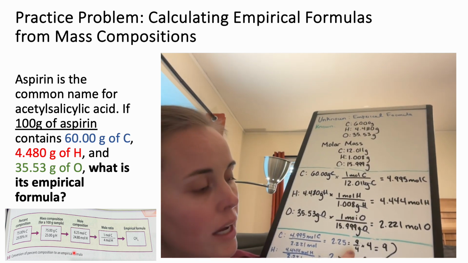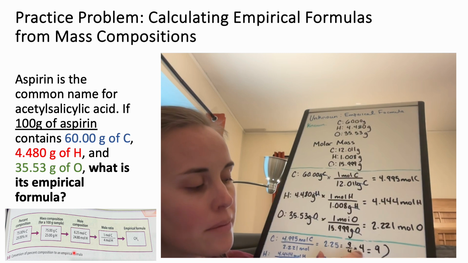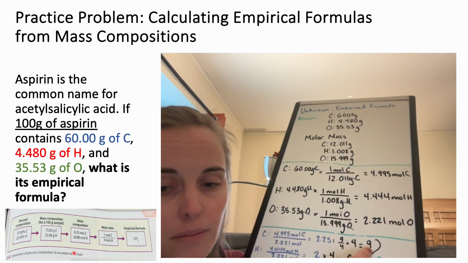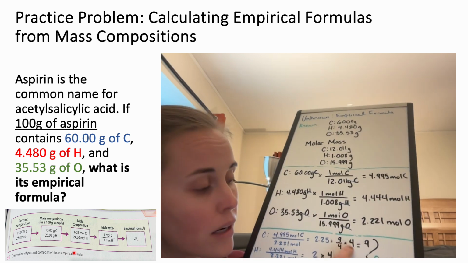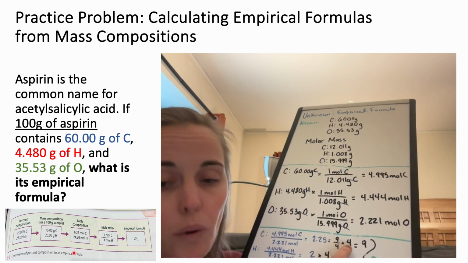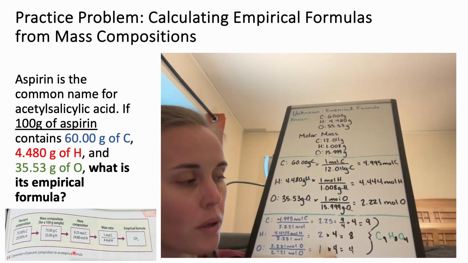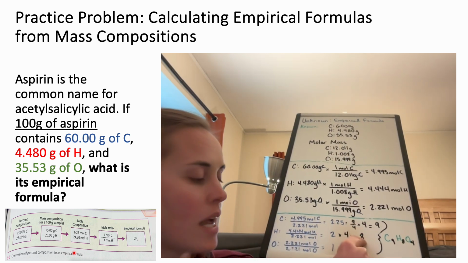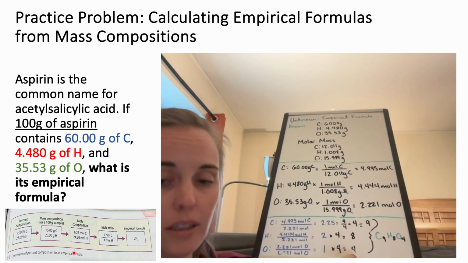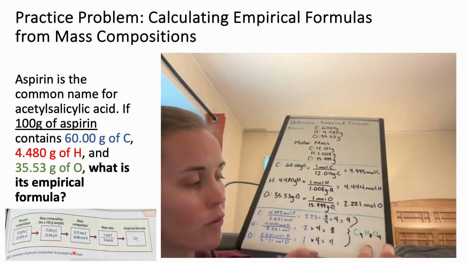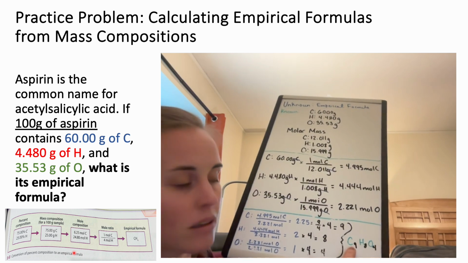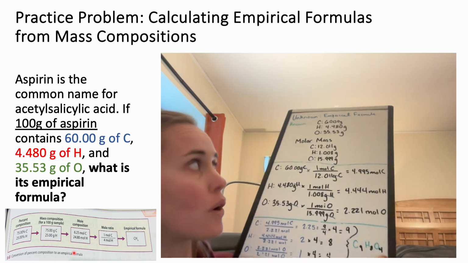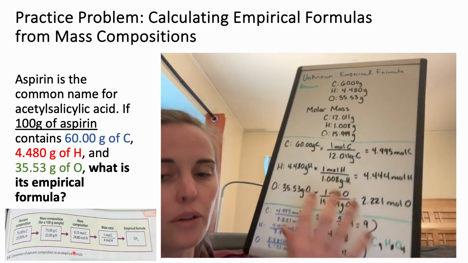So that's 9/4. And then you just multiply by the denominator to get rid of the fraction to make it into 9. So what you do to one of these mole ratio numbers, you have to do to all. So we have to multiply all these by 4. So that gets you 9 for carbon, 8 for hydrogen, 4 for oxygen. And then you write your empirical formula, meaning you have 9 carbons present, 8 hydrogen present, and 4 oxygen present.